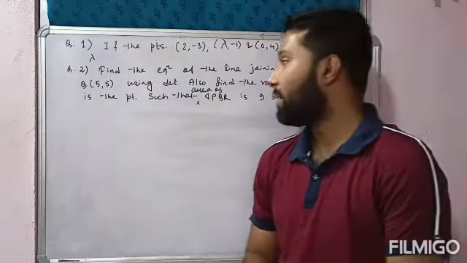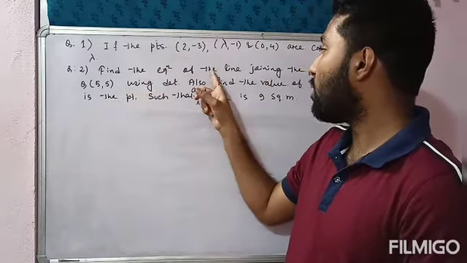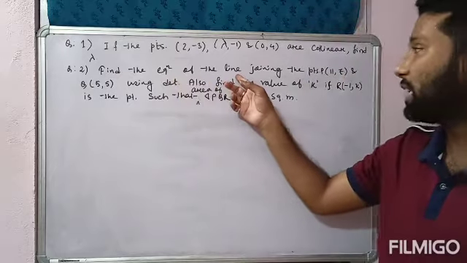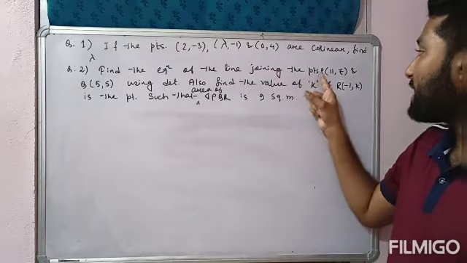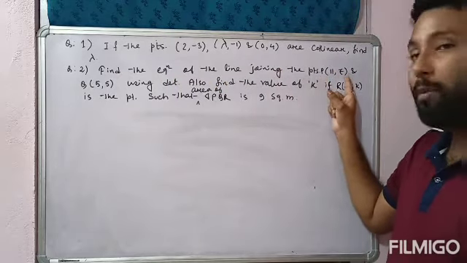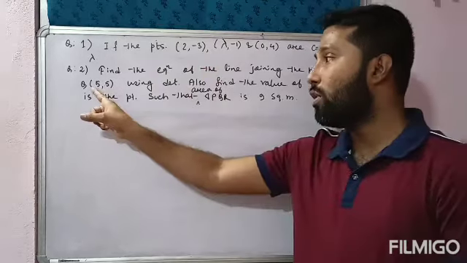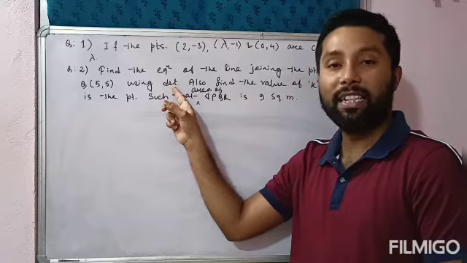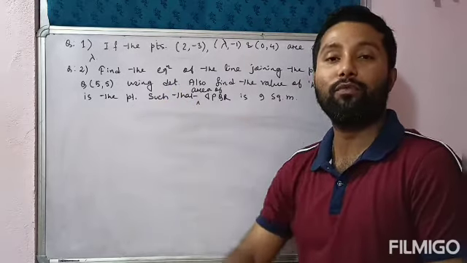What is there in the second question? Find the equation of the line, of the line means of the straight line. Find the equation of the line joining the points P(11,7) and Q(5,5) using determinant. I have written here DET. DET means it is the short form of determinant.